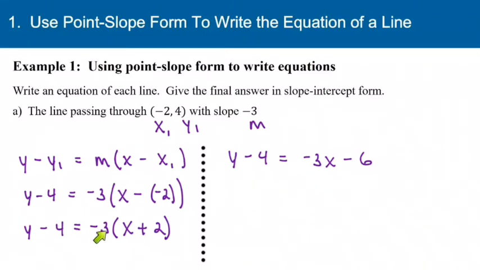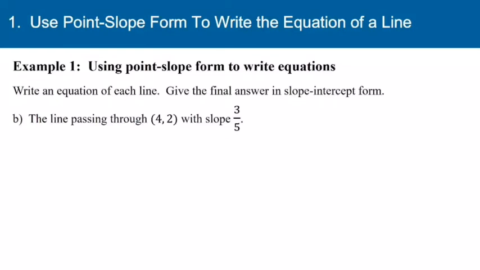Always be careful when you're distributing a negative, because notice that negative 3 times x made negative 3x, and negative 3 times positive 2 made negative 6. This right here is a source of a lot of mistakes for people. They'll notice that sign there and they'll put a plus. But you have to remember that you're multiplying everything by negative 3. So it's going to change the sign. And finally, to get this into slope-intercept form, all we need to do is add 4 to both sides. And so we're going to end up with y equals negative 3x minus 2.